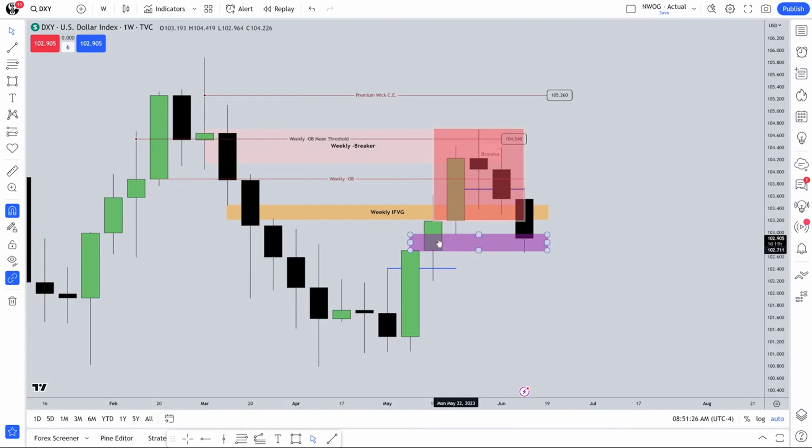If this inefficiency wasn't there, I would look for that low because that's where sell side would reside, or consequent encroachment, which is the midpoint of this candle's tail. I would either look for that midpoint of that candle's tail, or I would use the low of that wick. If there was no inefficiency shaded in purple, I would be expecting price to draw down. Now, why would I expect that? Because we already hit our targets that I covered in the previous weeks.